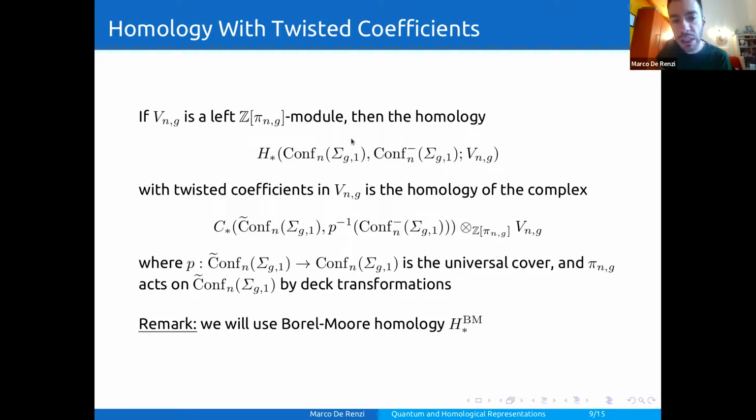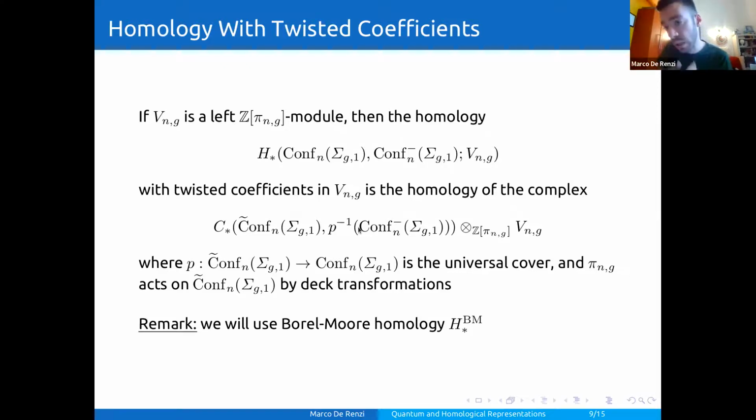And since we're taking relative homology, when you take the universal cover of the first term, you should also take the union of all possible lifts of this to the universal cover. So this is the preimage of this component, right? So you take chains in this space, and you tensor over the group ring with this left Zπ module V_n,G. And so this is, by definition, a left Zπ module.